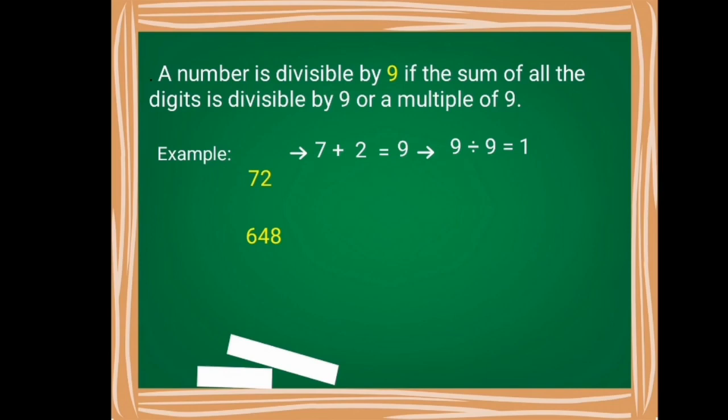Next example, 648. 648 ang kanyang digits. Kapag inadd natin ang 6 plus 4 plus 8, we will get a sum of 18. 18 is a multiple of 9. And if we divide 18 by 9, we will get an exact answer or exact quotient of 2.